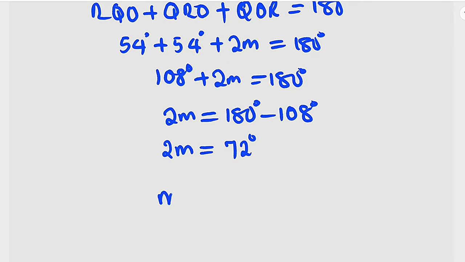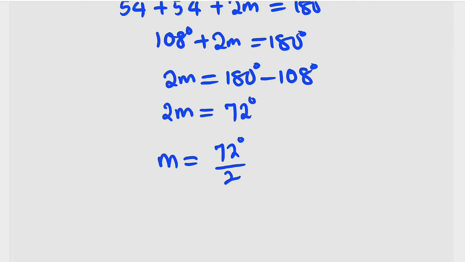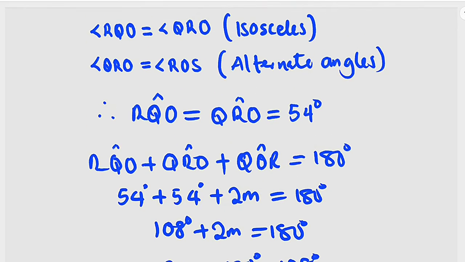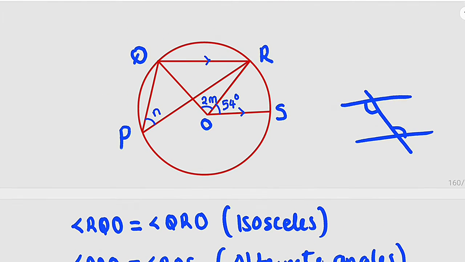And finally, M is equal to 72 degrees divided by 2. And 72 divided by 2 is 36. And hence, M is equal to 36. So we have just obtained the value of M. But we are also asked to find the value of N.